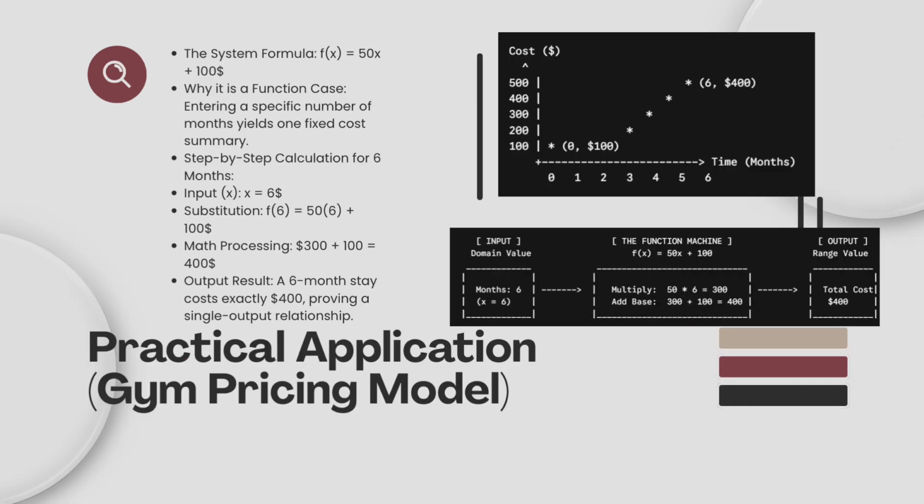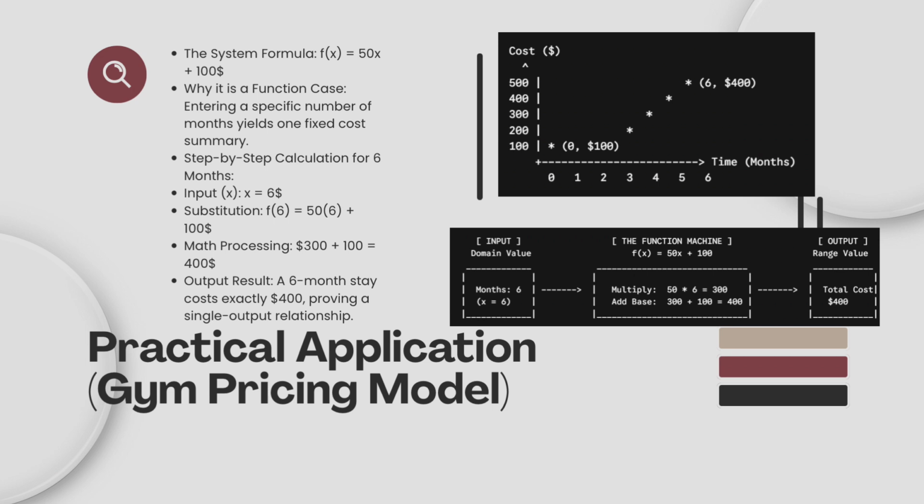Let's bring this mathematical theory down to earth using a real-world example, the gym membership flowchart on the slide. This system uses the formula f(x) = 50x + 100, where x represents the number of months you stay, and f(x) is the total cost. Even though this formula sets up a relation between time and money, let's look at the math to see why it is specifically a function case.